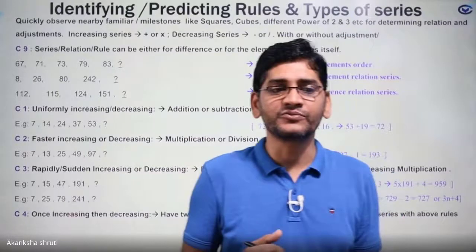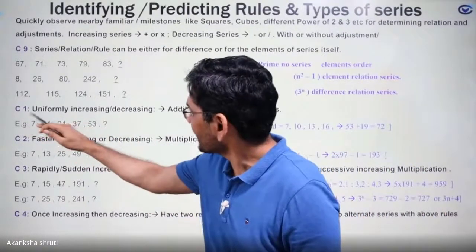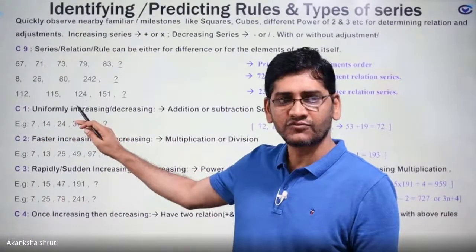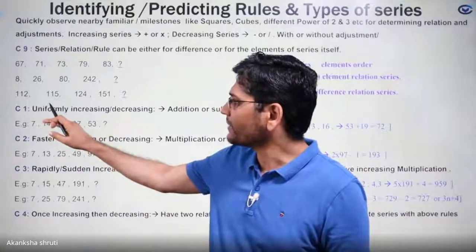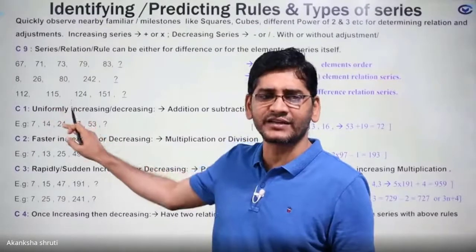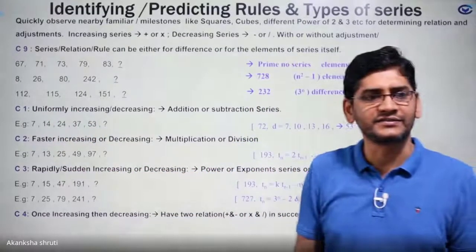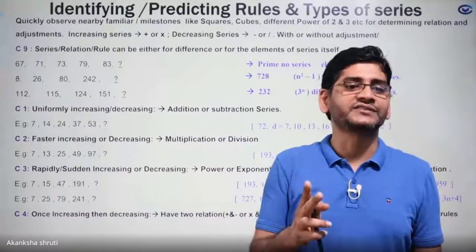Variation is not uniform means it is increasing, though the variation is lesser, but once increasing, another time decreasing. Or once increased by a smaller number, another time increased by a larger number, another time increased by again a smaller number. In that case, we have the concept of alternate series.